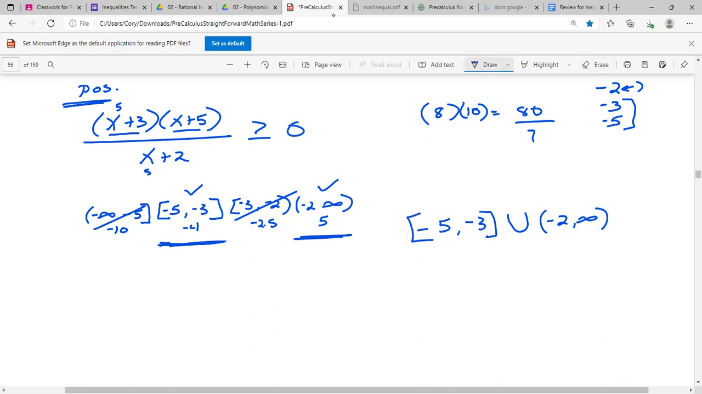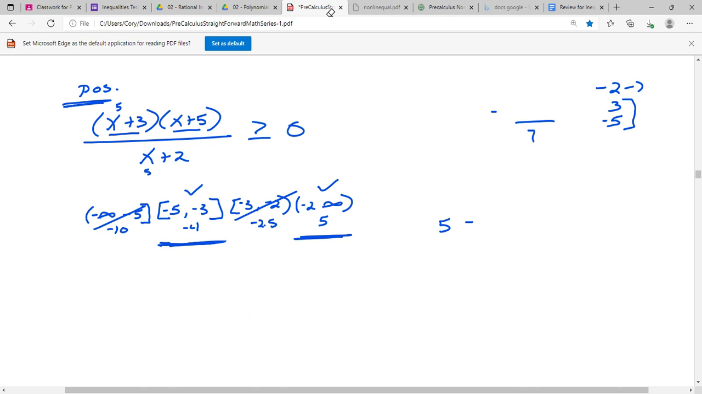Alright, not super hard. Just figure out what your intervals are, and then test them each out, and usually it's every other one that's going to work. Alright, I want to do one more type of problem, and that's where it's not set to 0, it's set to a number instead of 0.